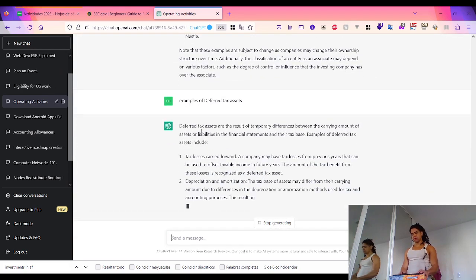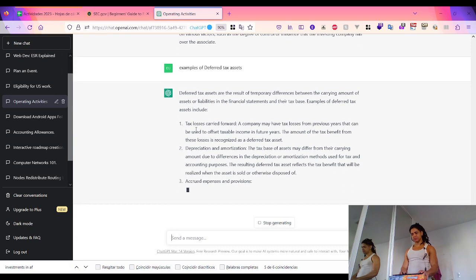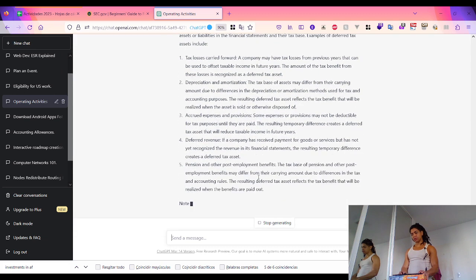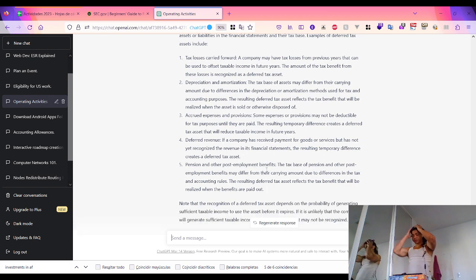Tax loss carry forward, depreciation and amortization, accrued expenses and provisions, deferred revenue, pension and other post-employment benefits. The tax base of pension and other post-employment benefits may differ from their carrying amount due to differences in the tax and accounting rules.